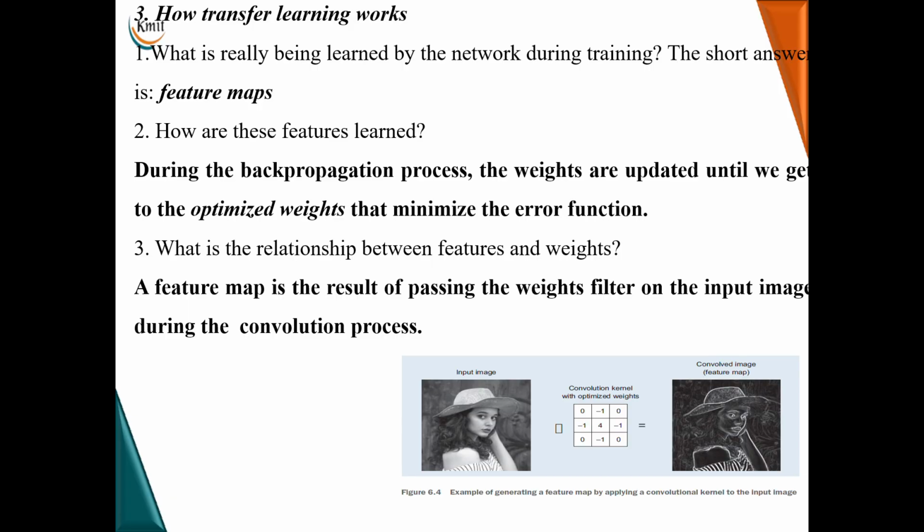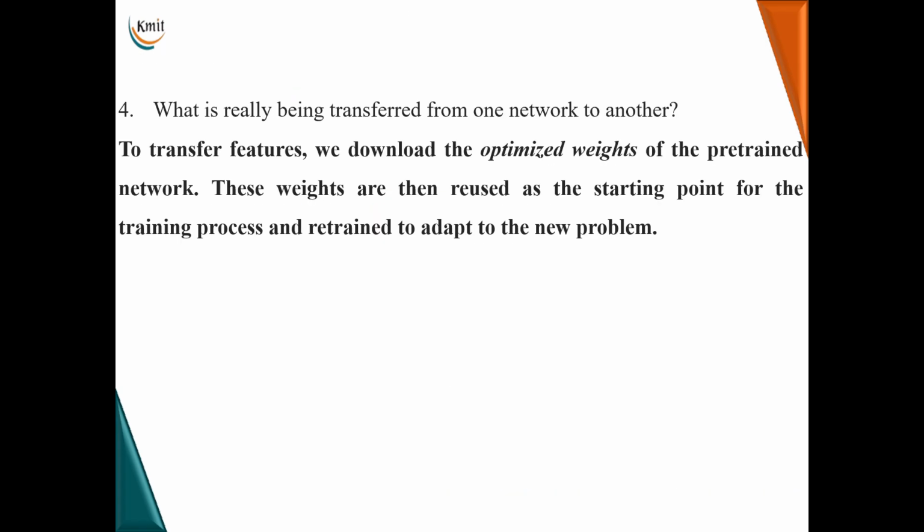The following quick questions are reminders to know what transfer learning is. The first is, what is really being learned by the network during training? Feature maps. How are these features learned during the backpropagation process? What is the relation between features and weights? Features are obtained by passing the weight filters onto the input image. And the last question is, what is really being transferred from one network to another? To transfer features, we download the optimized weights of the pre-trained network. These weights are then reused as the starting point for the training process and retrained to adapt to the new problem.